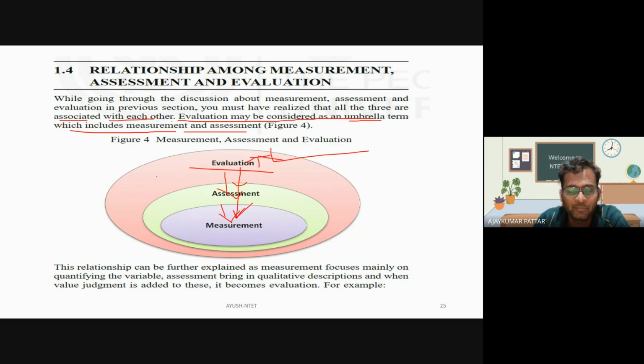If you understood this concept, this picture also helps you understand what measurement and evaluation are. This relation can be further explained as: measurement focuses mainly on quantifying. Quantifying means giving numbers, quantifying the variable. That is what we call quantitative. Assessment brings the qualitative description, and when a value judgment is added to this, it becomes evaluation.